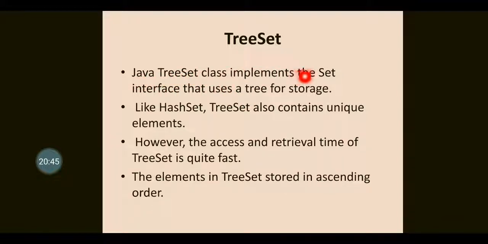Java TreeSet is the class that implements the Set interface. By the name itself we can understand that TreeSet uses a tree to store the elements. Like HashSet and LinkedHashSet, TreeSet also contains only unique elements, so that duplication is not allowed here. The accessing and retrieval time of the TreeSet is quite fast as it uses a tree for storage. The elements in the TreeSet are stored in ascending order.